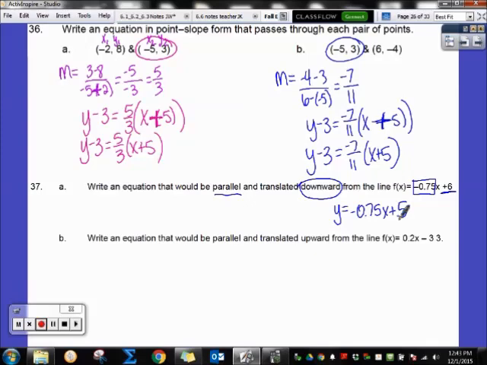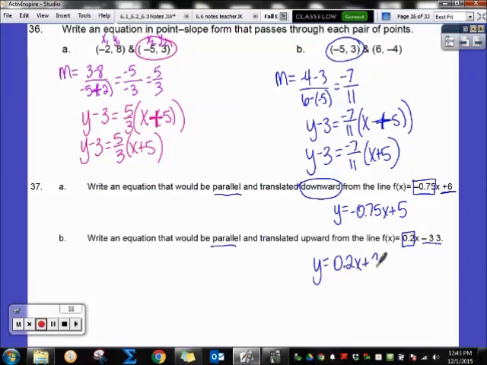Same thing on B, parallel, so we keep the same slope, 0.2, and then we want something that is translated upward from negative 33. So any number higher than negative 33 will work.